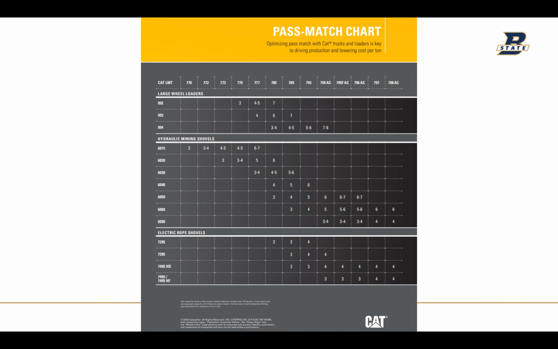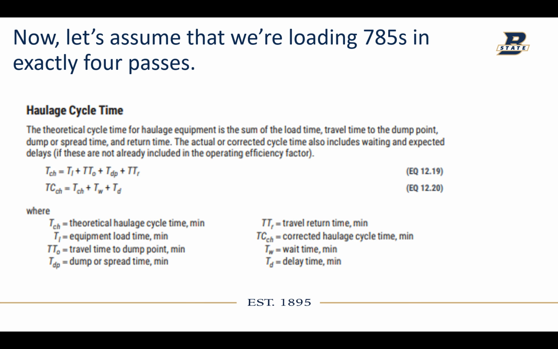Fortunately, manufacturers, this is Cat specifically, give you the optimized pass match for each of their shovels and their wheel loaders too. Some of them at least. So what size trucks you can load with those is here in this chart. So now let's assume that we're loading 785s. We're only loading with 4 passes though, because we don't want to overload our 777s.